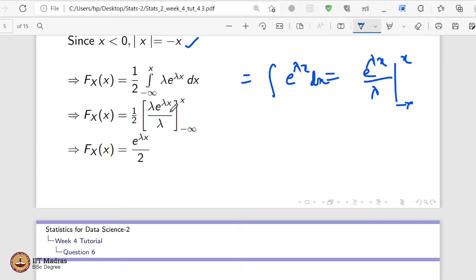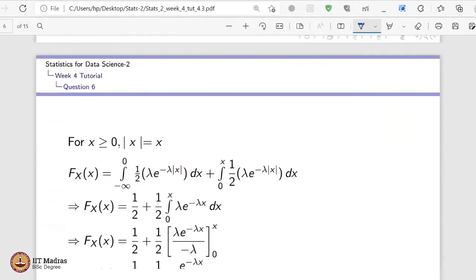Now we put in the limits. We first put x here and then minus infinity. e to the power minus infinity is 0. So lambda will get cancelled, and 1 upon 2 will come here, giving e to the power x minus e to the power minus infinity, and e to the power minus infinity is 0. So we have got this result for x less than 0.